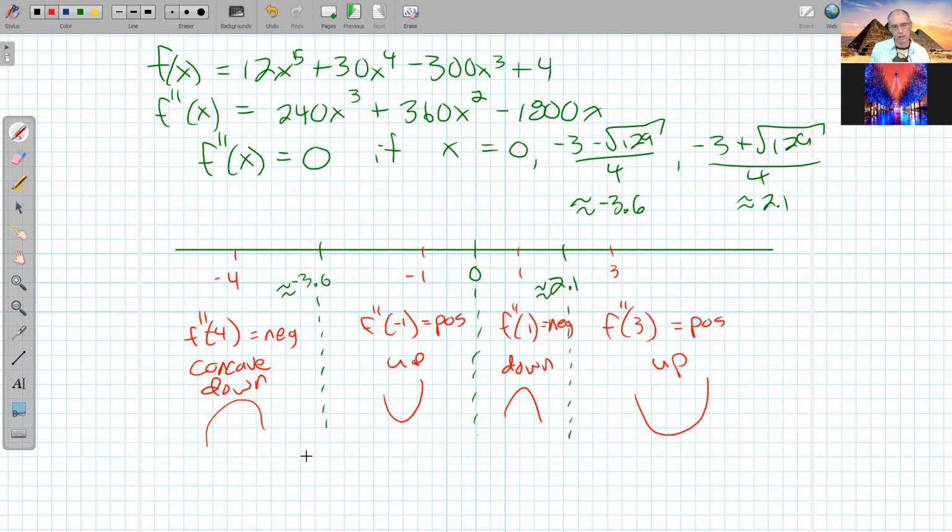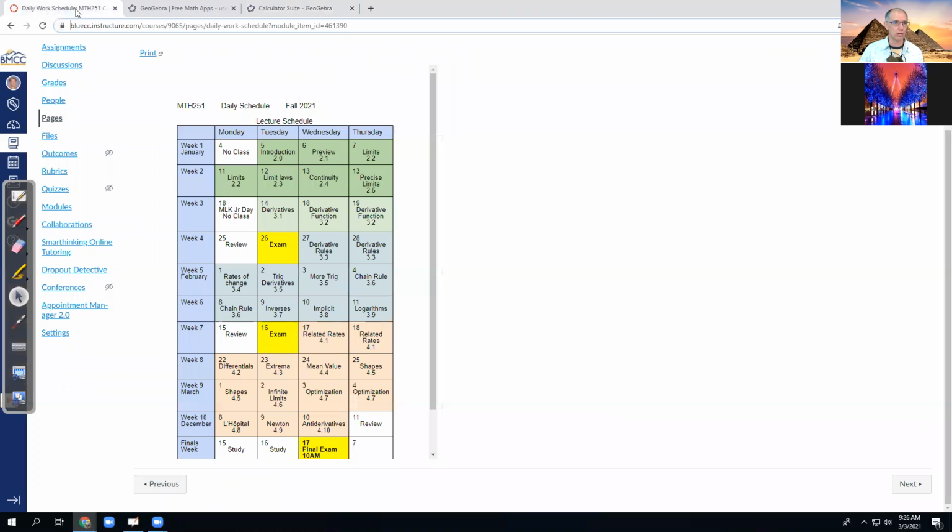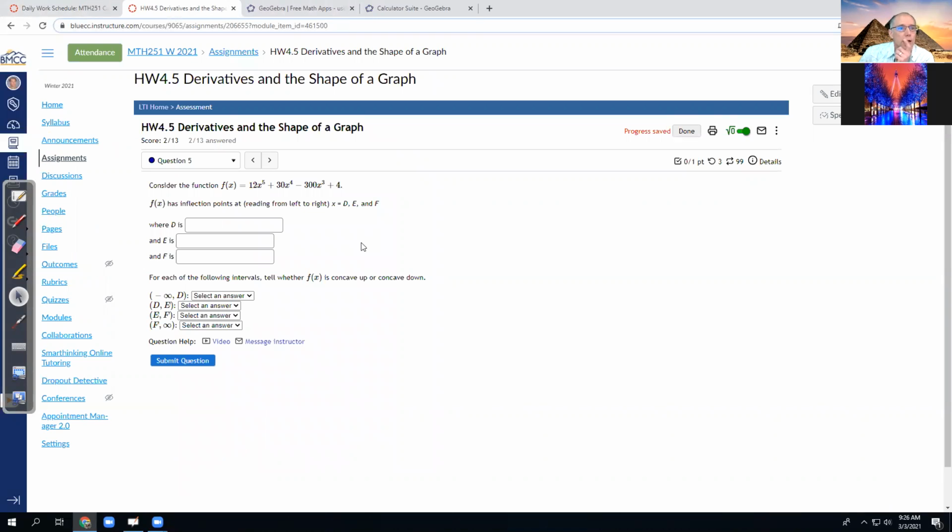So then to calculate the whole inflection point, we'd have to plug these numbers back in. But we do have 3 inflection points. What did the question ask here? Oh, here. Let's see, D, E, and F from left to right. So we had to get them in order, and then on each of the following intervals, determine the concavity.